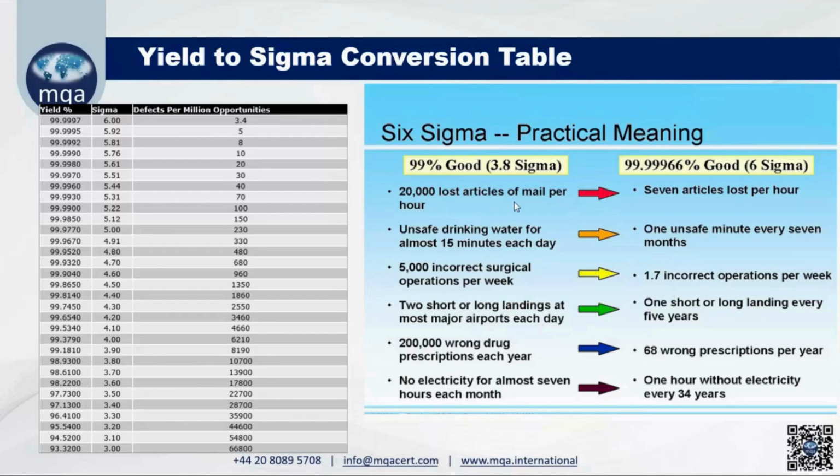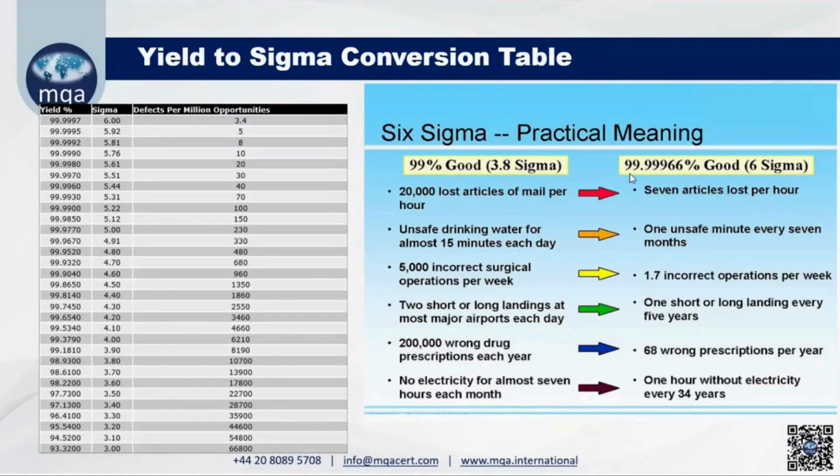20,000 articles of mail lost per hour. In terms of drinking water, unsafe drinking water for almost 15 minutes each day. 5,000 incorrect surgical operations per week. Two short or long landings at most major airports each day, if we go for 99%. No electricity for almost 7 hours each month. So that is 99% accuracy.